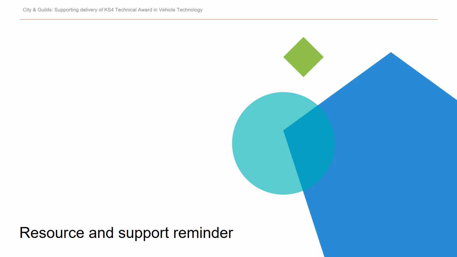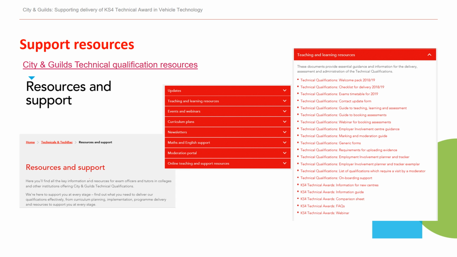So this next section is where to find the resource and supports available to you. This slide shows you a screenshot of where you can find all these resources. They are all free to download and provide information to help with your delivery, teaching and assessments. There is a dedicated section for Key Stage 4, as you will see on the right side of your screen, and resources and support available for teaching and learning, curriculum plans, help with Maths and English support, and all of your online teaching and support resources.